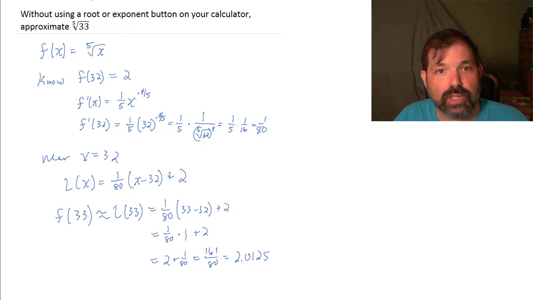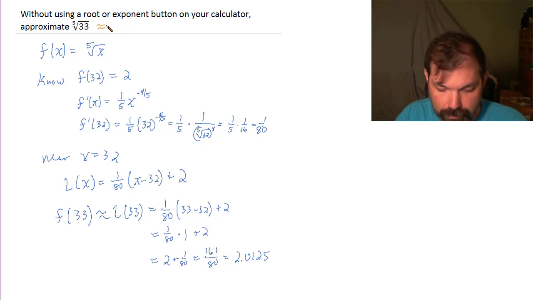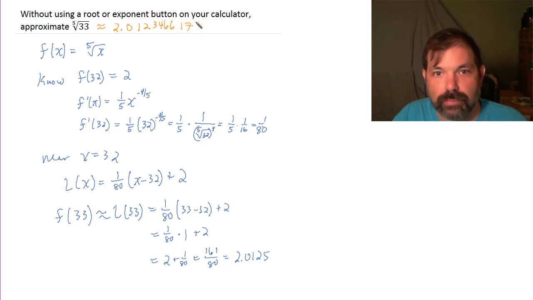Now, if we were to just use the appropriate button on our calculator, the fifth root of 33 is 2.01234617. And so this is accurate to within 3 decimal places. It's only off in the 4th decimal place. So this is actually a pretty good approximation. At least, this approximation is pretty good near 32.